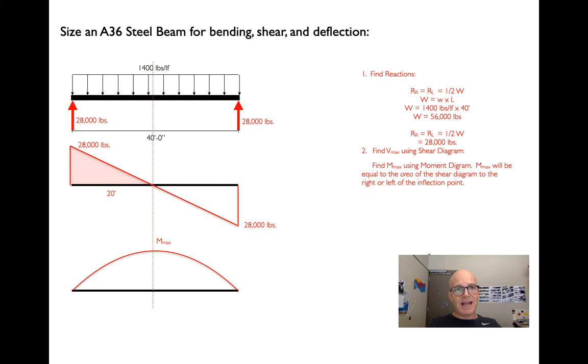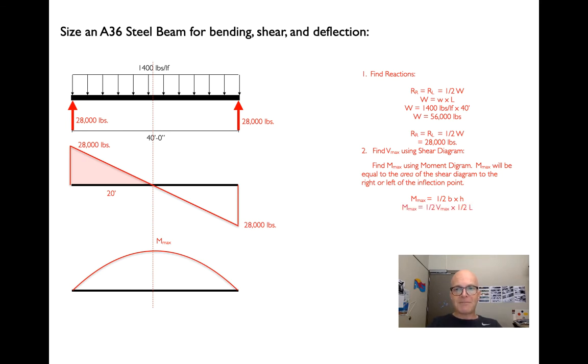So we want to find the area either under or over the shear diagram up to that point. We can go from either edge into the middle. It'll be the same. And our formula for the area of a triangle is 1/2 base times height, basic geometry. Our height is 28,000 pounds. That's the height of the shear diagram. Our base is going to be 20 feet, or 1/2 of the span, because the inflection point occurs at the midpoint. So we'll get a figure in foot-pounds, right? Feet times pounds, and that's what we're after. Moment is measured in torque, or foot-pounds.